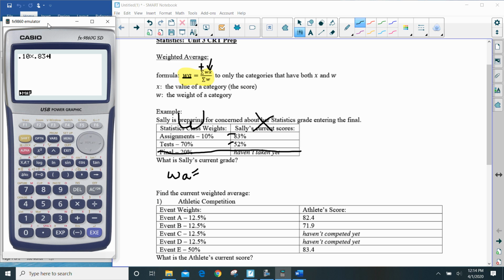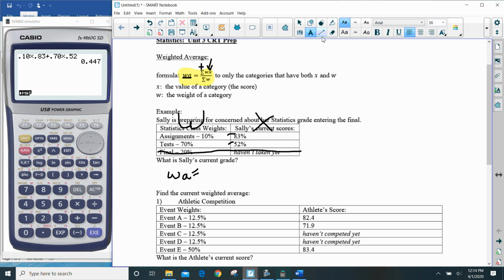So the next one is the tests. Oops, let me try that one more time. I accidentally hit a bad button here. So we have the assignments, W times X, plus the tests, W times X. Okay, so the numerator is 0.447. Let's see if I can write this. All right, so that is the numerator, 0.447.